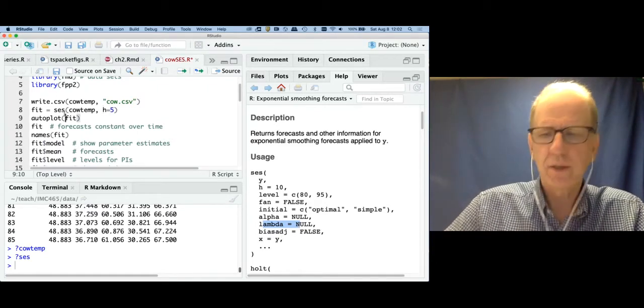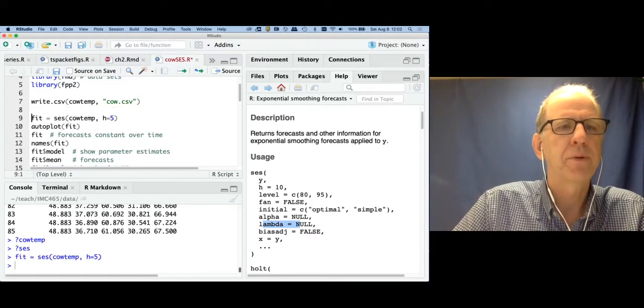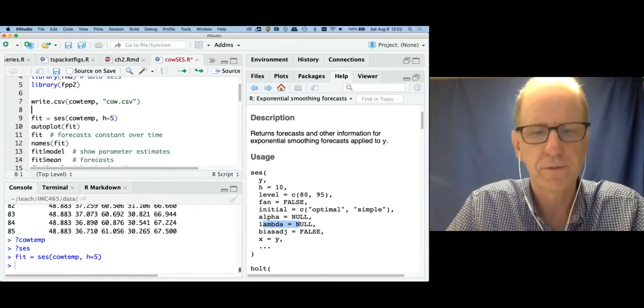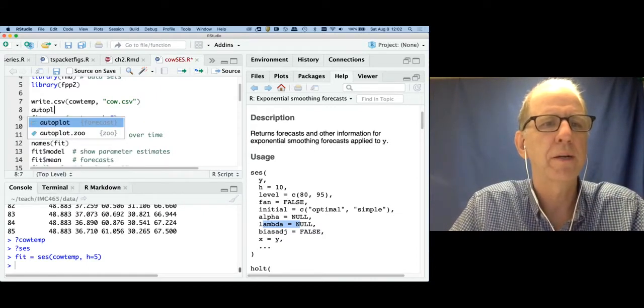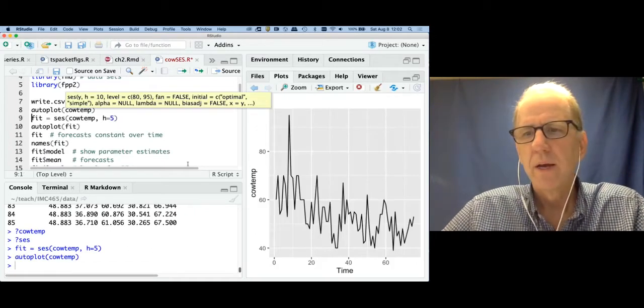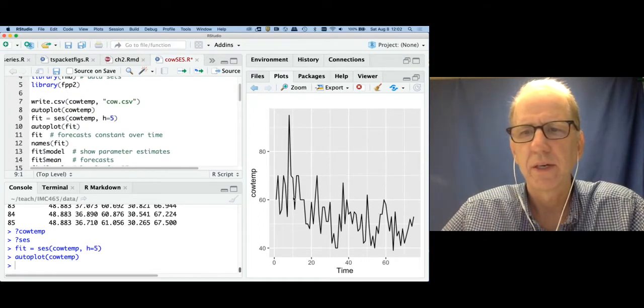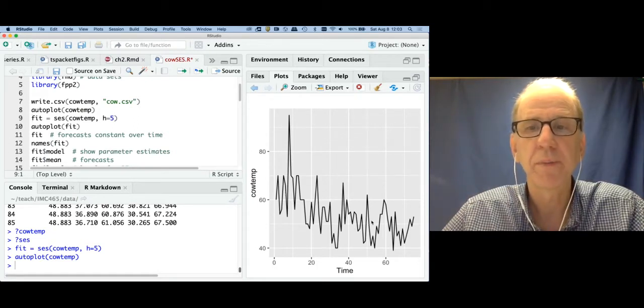Well, let's go take a look at this cow temperature data. I should probably show you what it looks like first. So let's get an autoplot of cow temp. And what we see is that there's a lot of fluctuation. I don't really see any strong trend. Maybe it's decreasing a little bit over time.